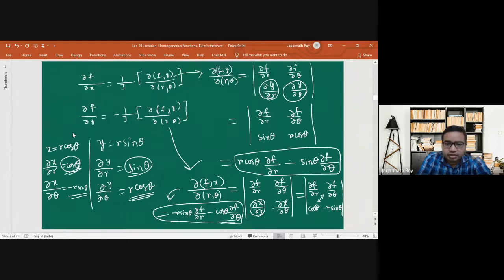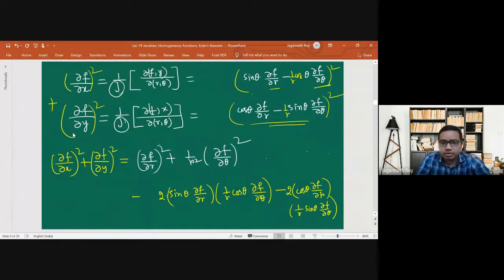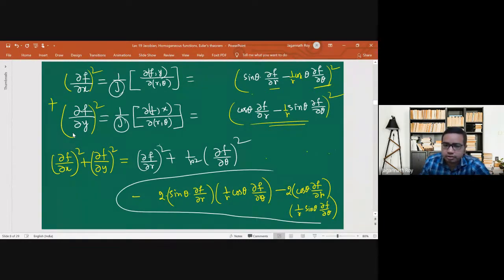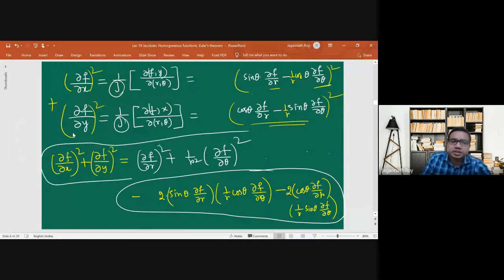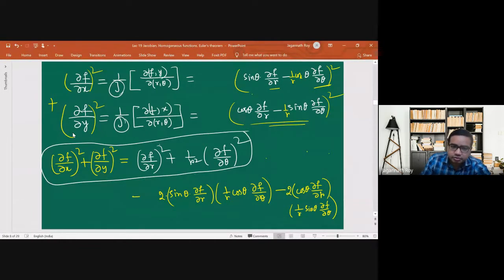Now how about this? How to evaluate? This one should be 0. So that is actually the desired term we have already found, but we have to vanish. We have to check whether this one is 0 or not. So let us do it.